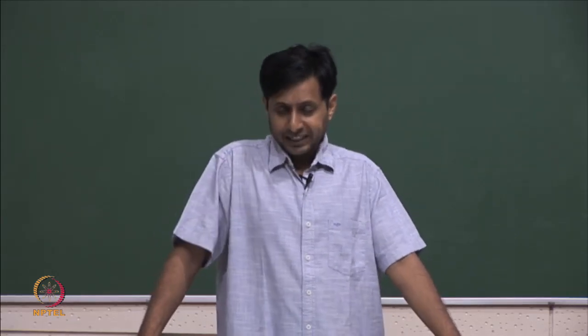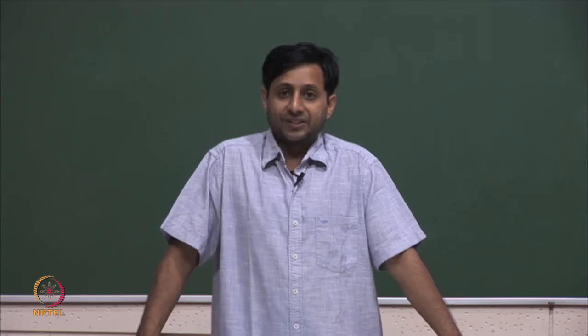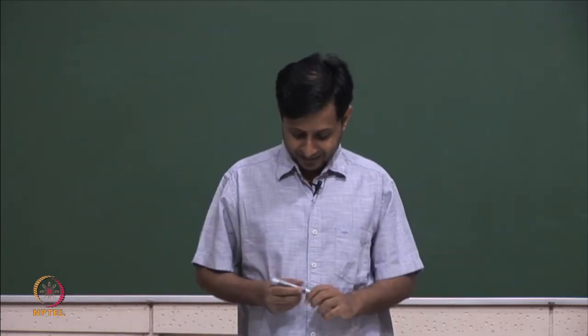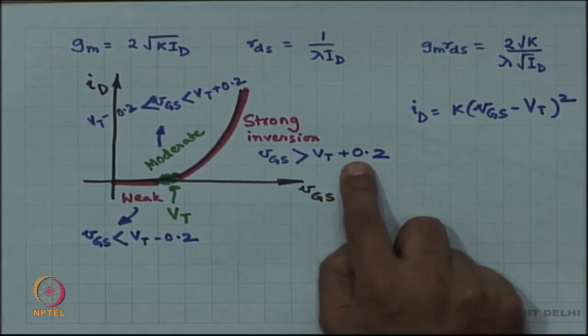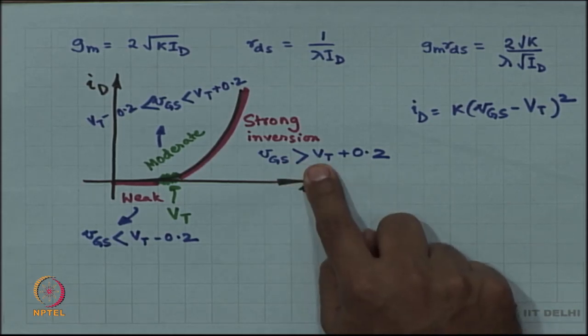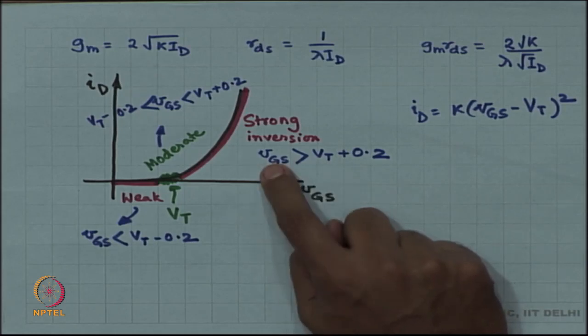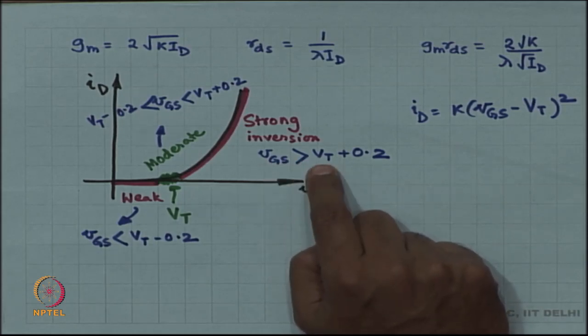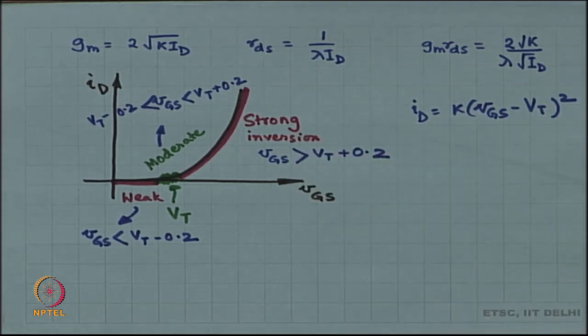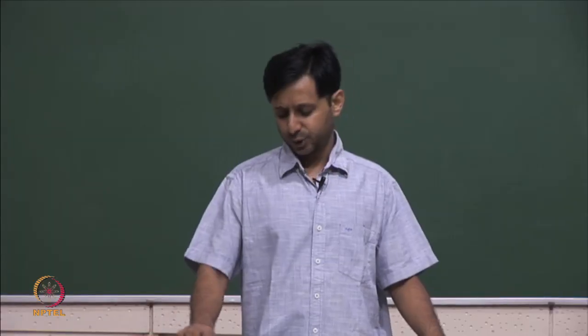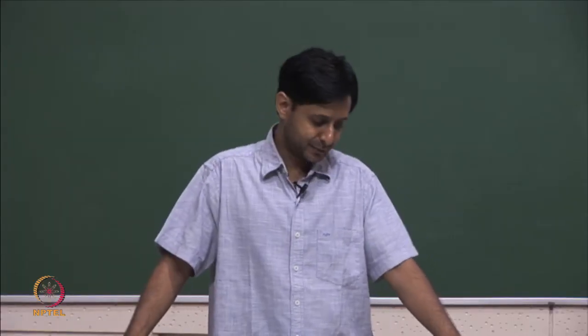So we need to understand what the takeaway is. The takeaway is that there is a lower limit as to how low Vgs minus Vt can be. Vgs minus Vt should be more than 0.2 to be in strong inversion. If Vgs minus Vt is not even 0.2 volts, then maybe you are not in strong inversion, and maybe this equation is no longer valid.